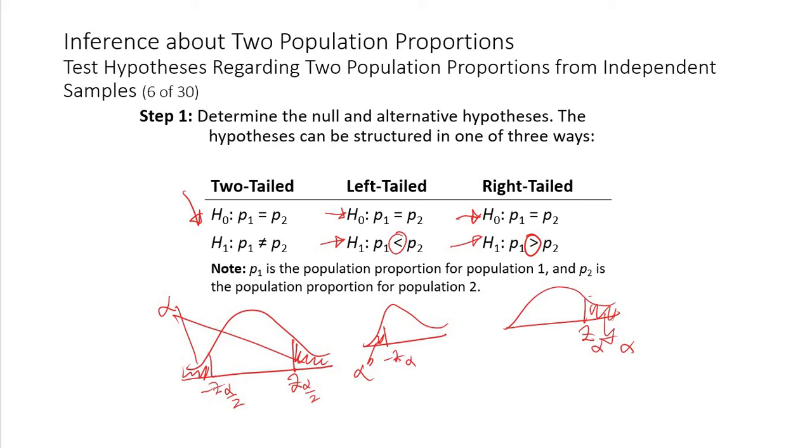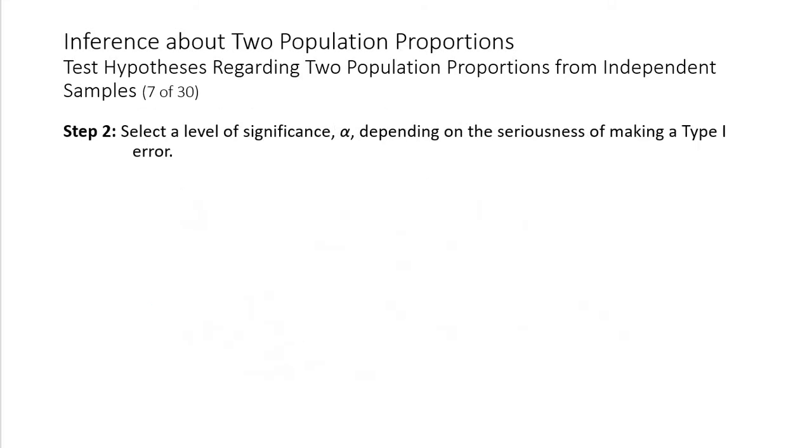So now we notice the similarities between what we have done before and what we're doing right now. The only difference is that the formula we compute z naught with is going to be different for the two populations. And the next step is selecting the significance level. Sometimes you will be given a confidence level, and that's where you're going to select your significance level from. We know that the significance level alpha is equal to 1 minus the confidence level. And we know that alpha is going to depend on the seriousness of making a type 1 error.